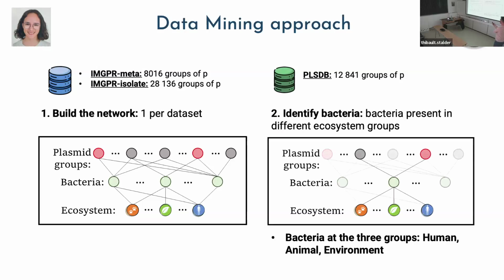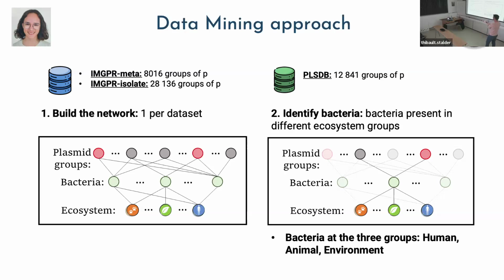Okay. And then what do we do? Well, now, as I said, we're trying to identify bacterial hosts in this network that over-connect resistant plasmids across different ecosystems. So what we do is we use this tripartite network approach, where on the top we have all the groups of plasmids we identified. In red, the groups associated with resistance genes.